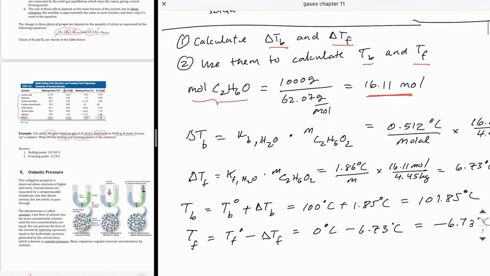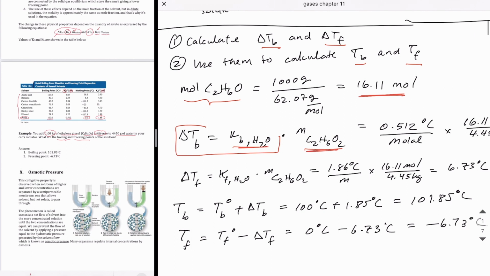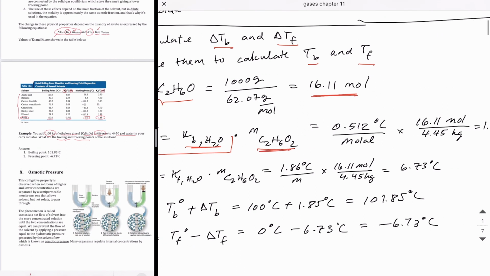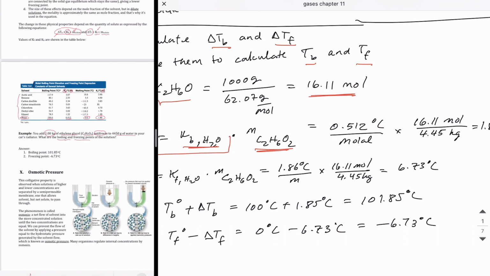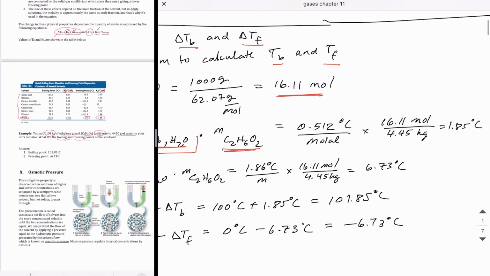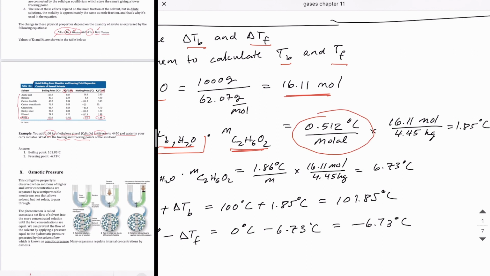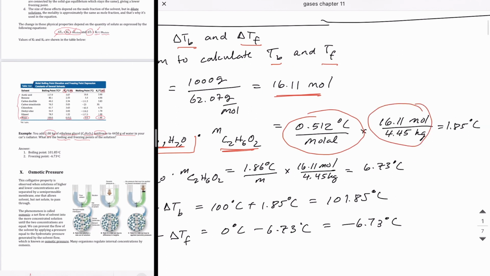Now I'm going to calculate my delta TB, which is just the Kb times the molality of the solute. The Kb I can look up from that table on the left, and I find that for water, the Kb is 0.512 degrees Celsius per molal, and then the molality can be calculated right here. Again, keep in mind that you've got to change that to kilogram for the mass of water. That gives me 1.85 degrees Celsius. That's the actual change in the boiling point.